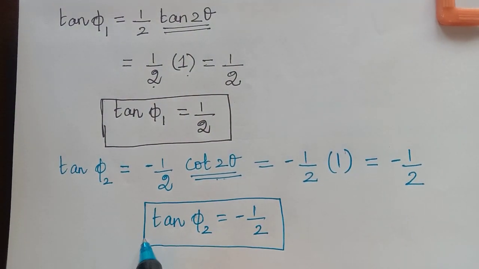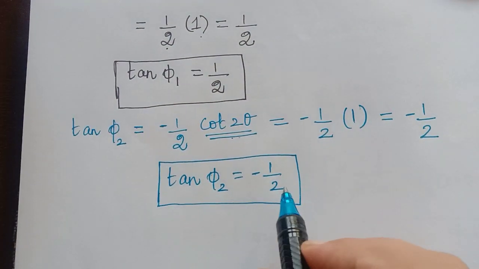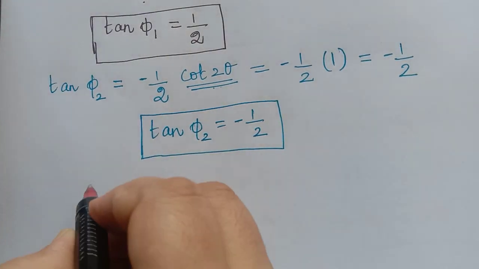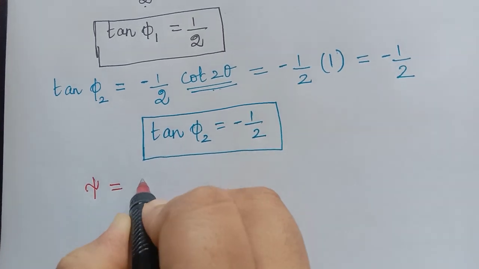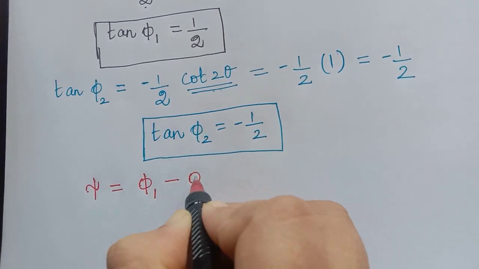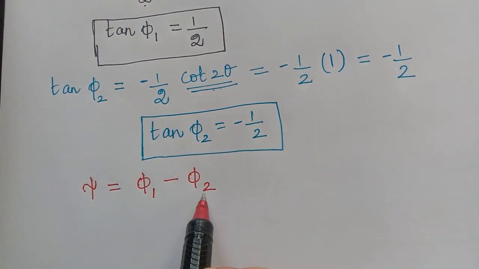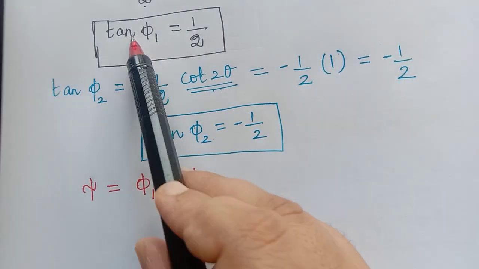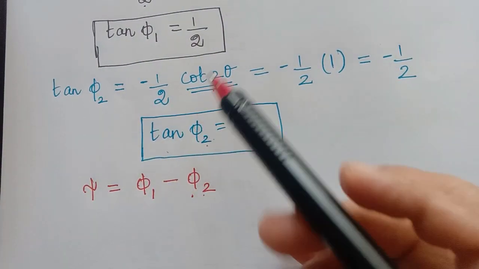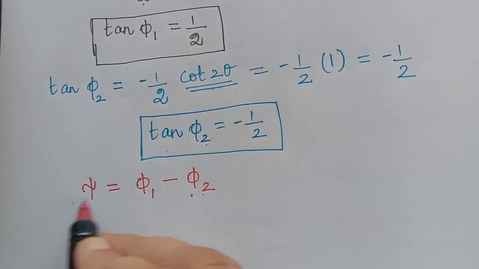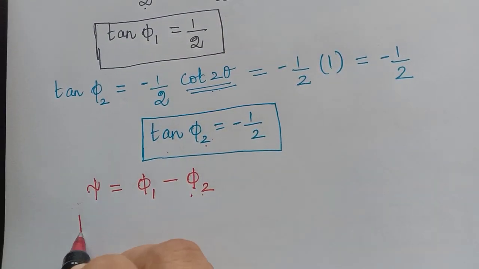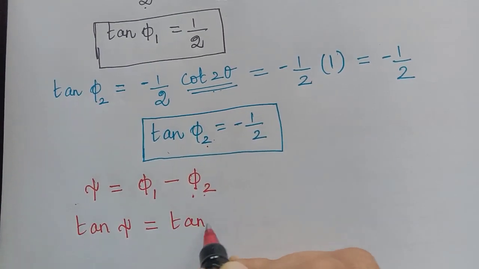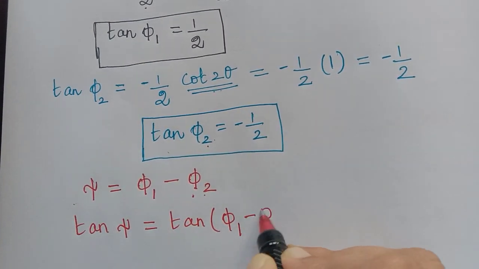So the next step will be, we have to find xi, that is the angle xi. We know that the angle xi is equal to phi 1 minus phi 2. Now in order to find this, we don't have phi 1 and phi 2 directly, but instead we have tan phi 1 and tan phi 2. For that reason, we are taking tan on both the sides of this. So from this, tan xi will be equal to tan of phi 1 minus phi 2.